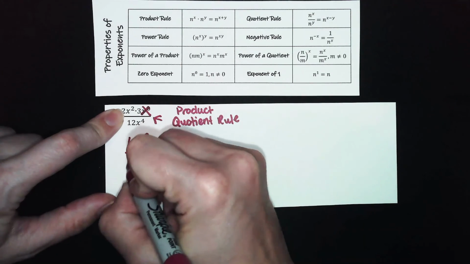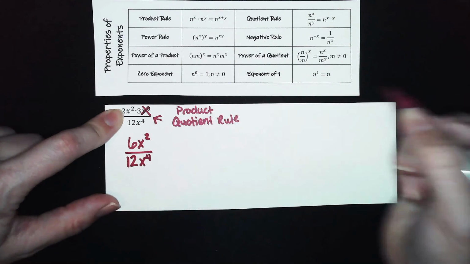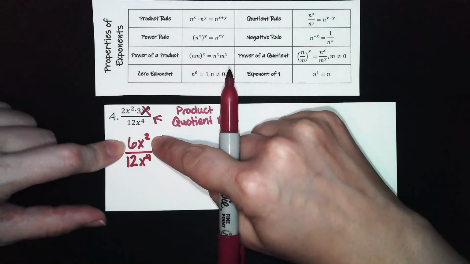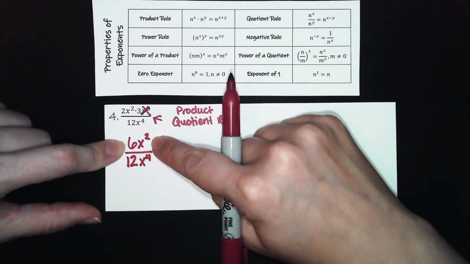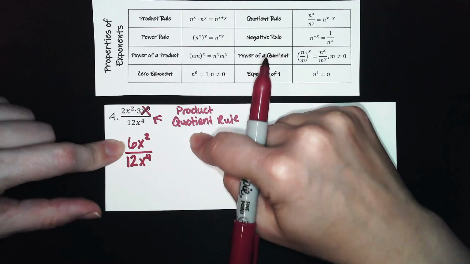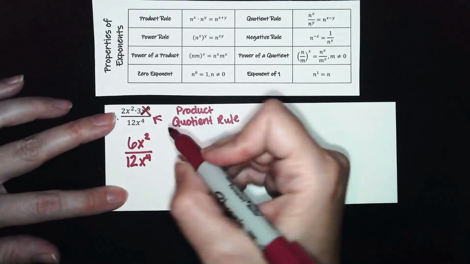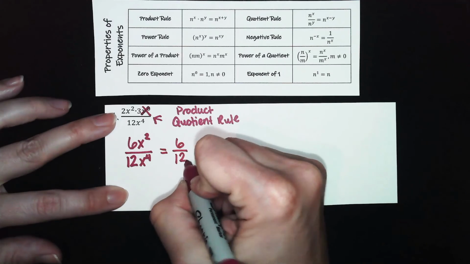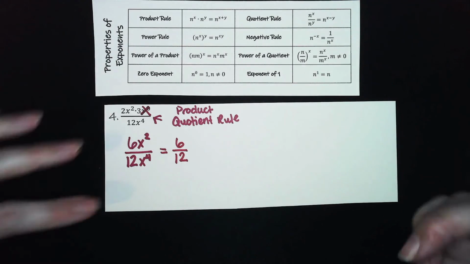Then on the bottom, I have 12x to the 4th. So that's where we're going to use the quotient rule. So this was just taking the product. I just simplified the numerator. And now it's time to use that quotient rule. Okay? Well, I still have a 6 divided by 12. So I'm just going to leave that for a second. I'm going to kind of separate it out a little.